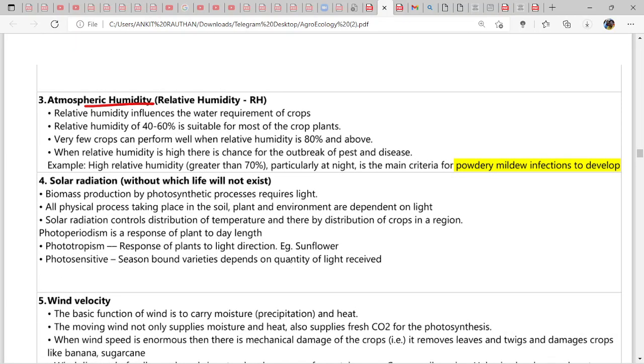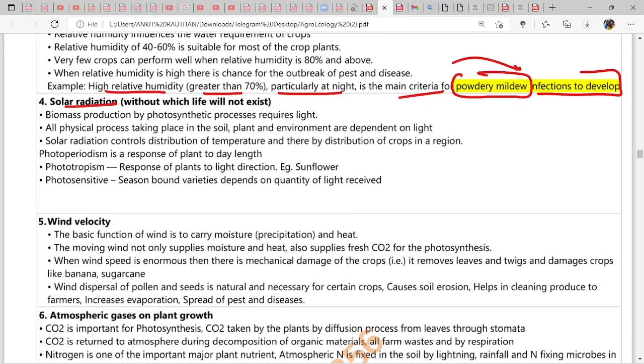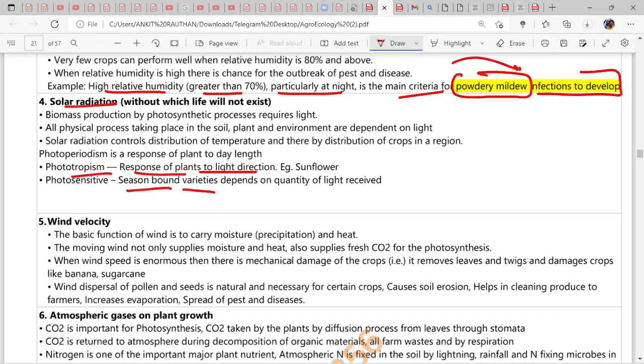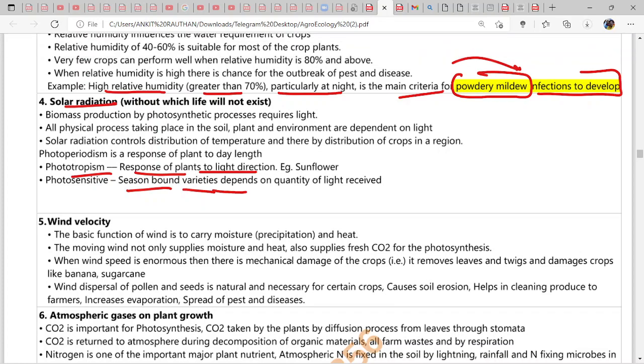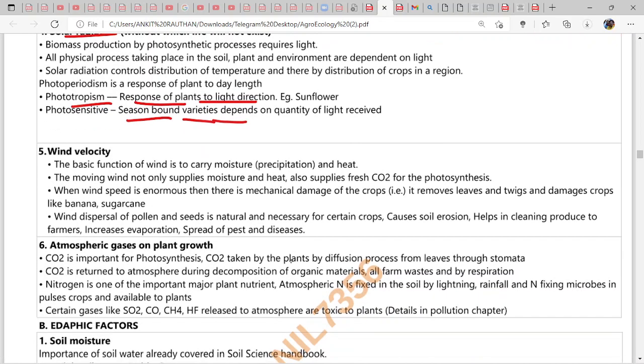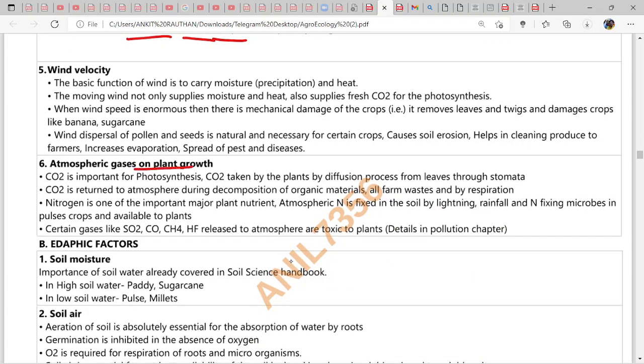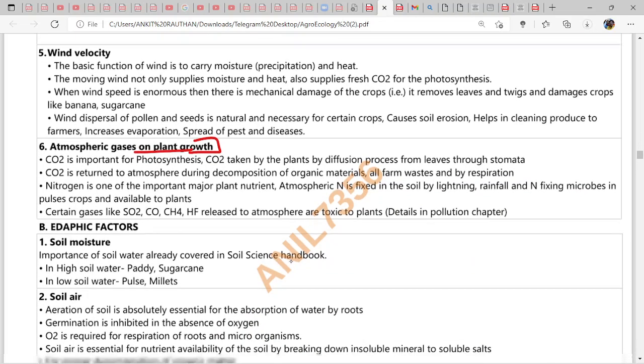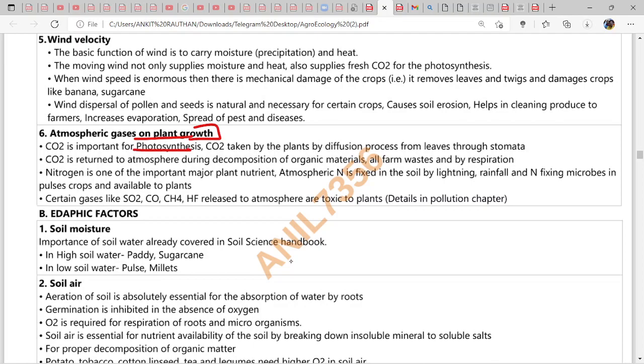Atmospheric humidity: high relative humidity, particularly at night, is the main criterion for powdery mildew infection to develop. So there should not be high relative humidity. Solar radiation: phototropism, the response of plants to light direction, and photosensitive season-bound varieties, right? Wind velocity, you can see. Atmospheric gases on plant growth: CO2 is important for photosynthesis, CO2 is taken by plants, and CO2 is returned to the atmosphere.